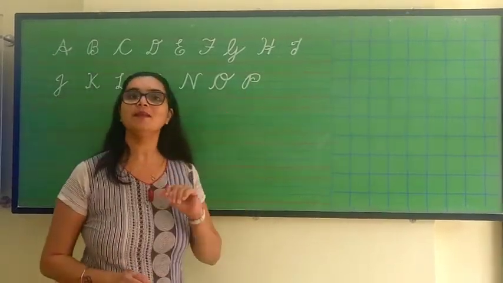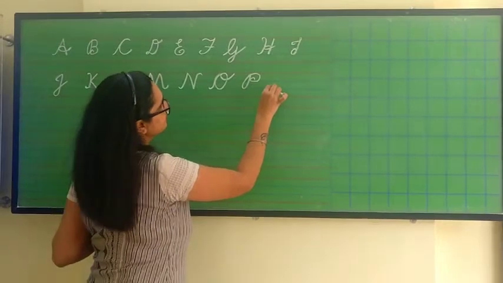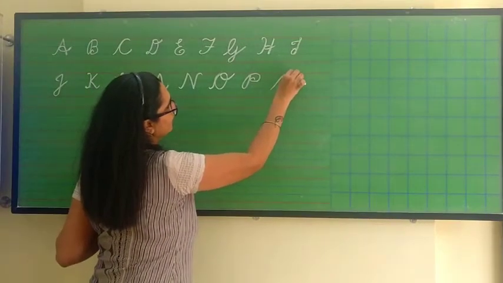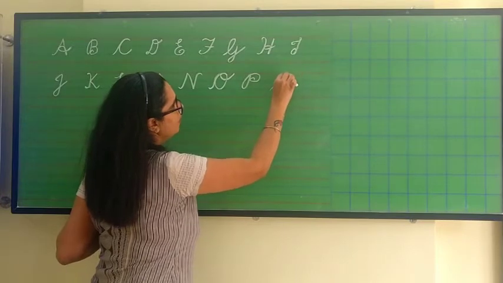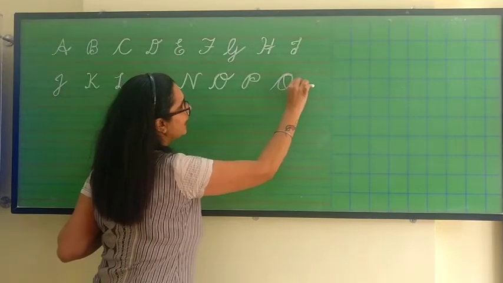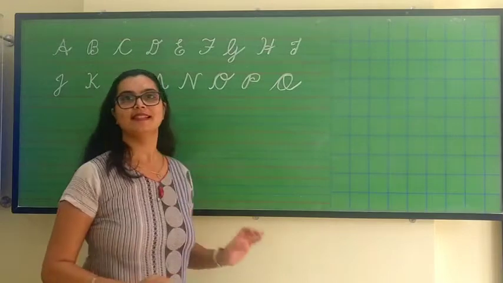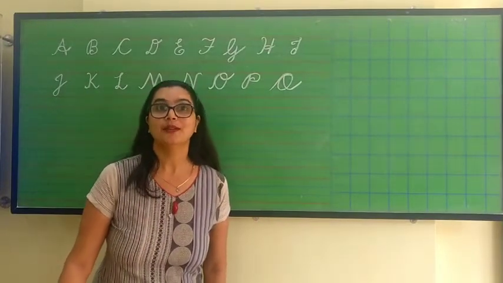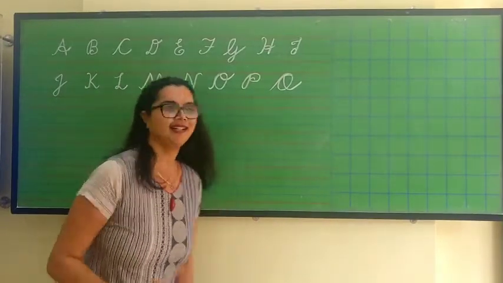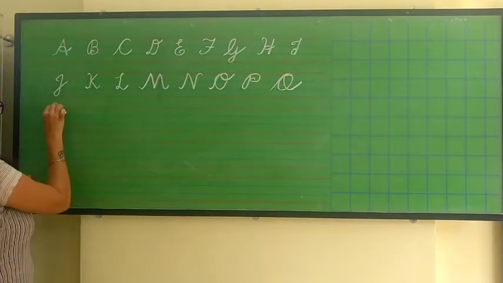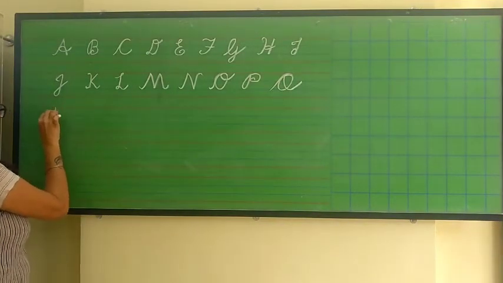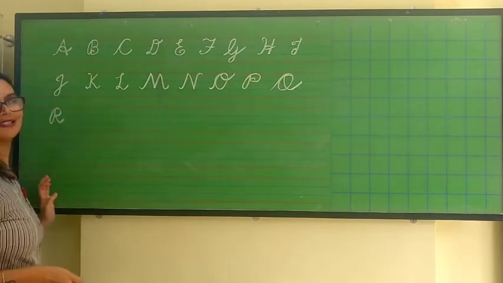Now let's write cursive capital Q. After P comes Q. So it is same like O. Inside and a tail. This is Q. And what is the sound of Q? Now let me write R. Here I am going to write R, and you are going to trace in your book the letters.